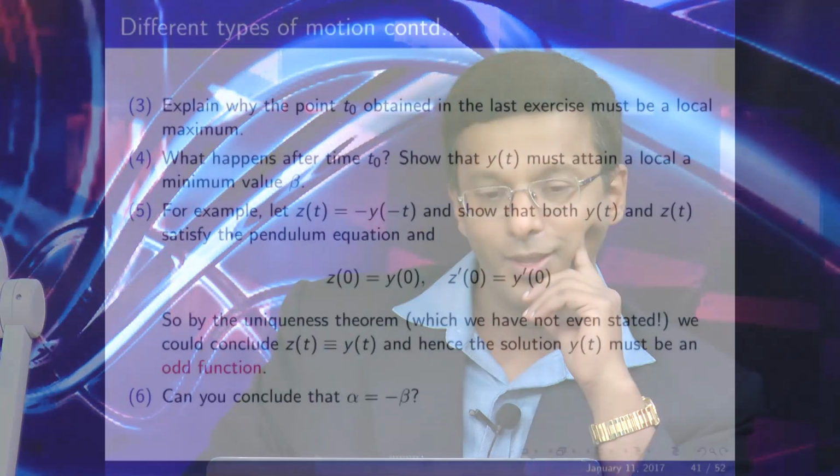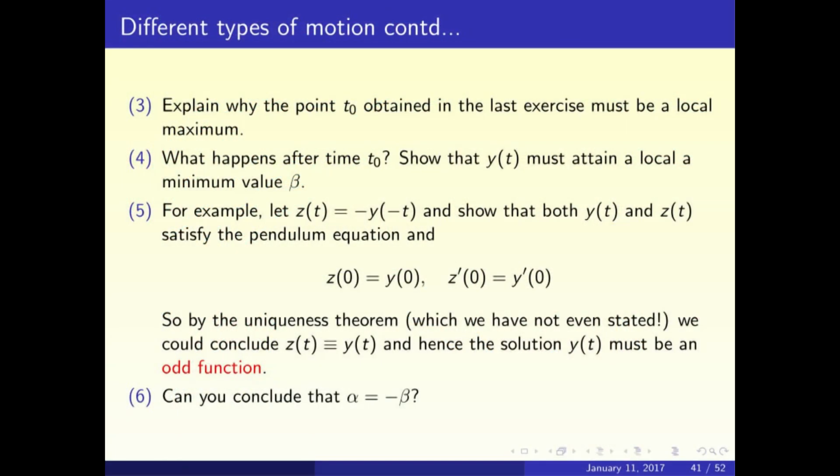But what prevents the maximum value being something and the minimum value being something else? So the maximum value could be, say, 60 degrees. Maybe the minimum value is minus 45 degrees. How do I know that it swings to the same amount to the right as it does on the left? Look at problem number 5. Problem number 5 tells you that the extent to which it goes to the right is the same as the extent to which it goes to the left.